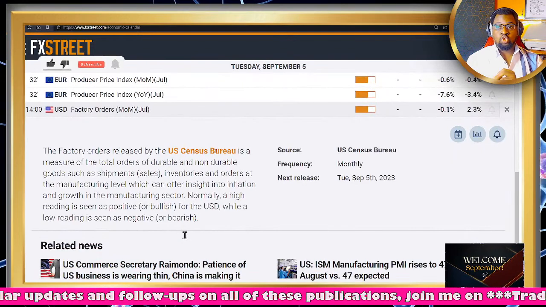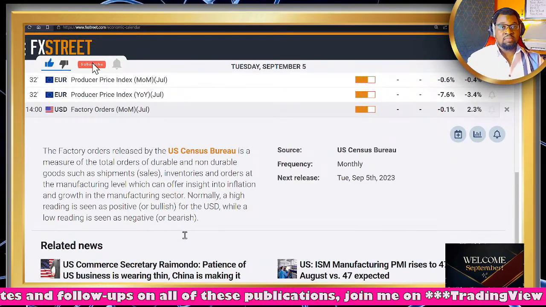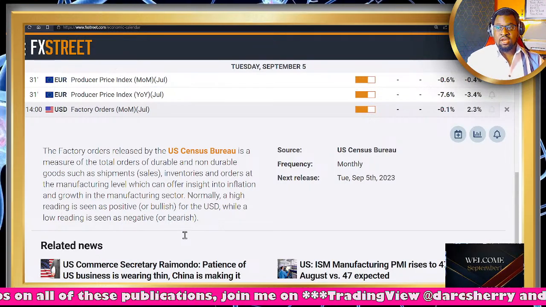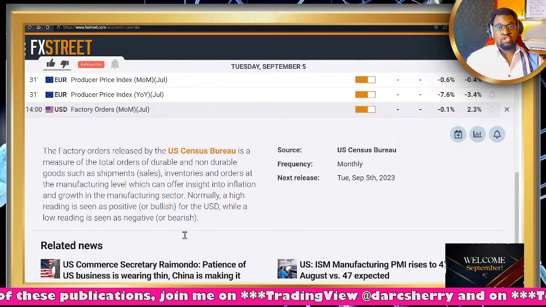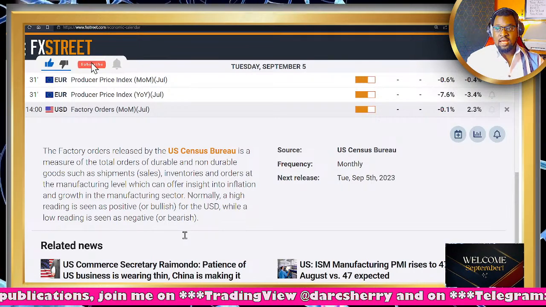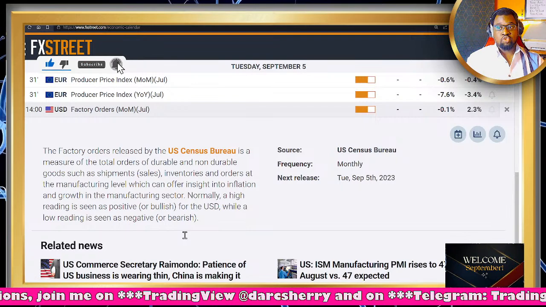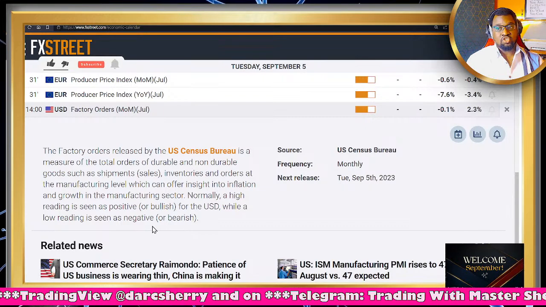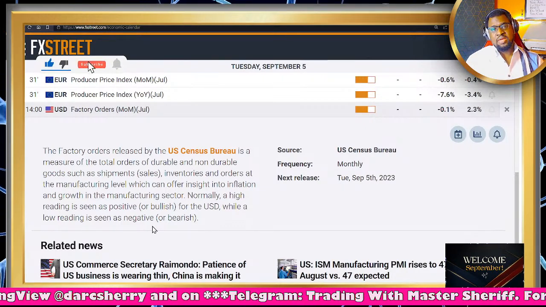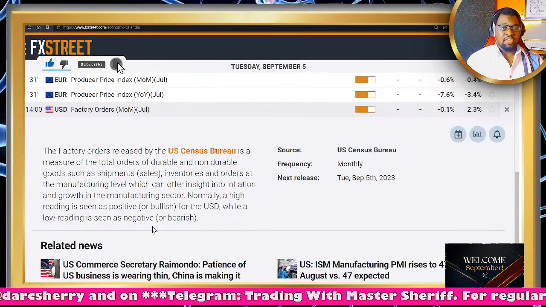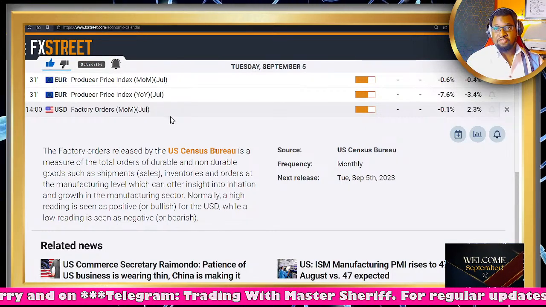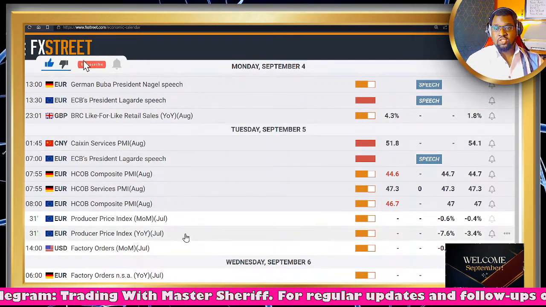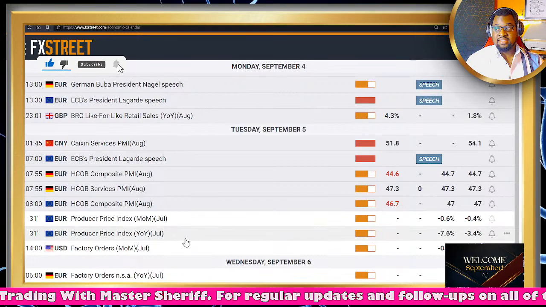And for those who don't know, this index is released by the US Census Bureau, and it is the measure of the total orders of durable and non-durable goods such as shipments, inventory, and other manufacturing levels, which can offer insight into inflation and growth in the manufacturing sector. So it's considered to be a key determinant of the health of an economy, and of course a high reading is considered bullish and positive for the US dollar, while a low reading is considered negative.